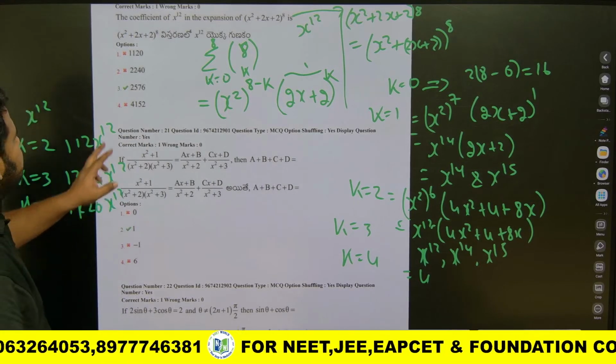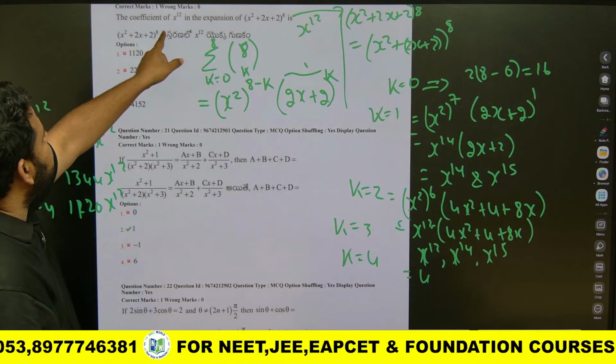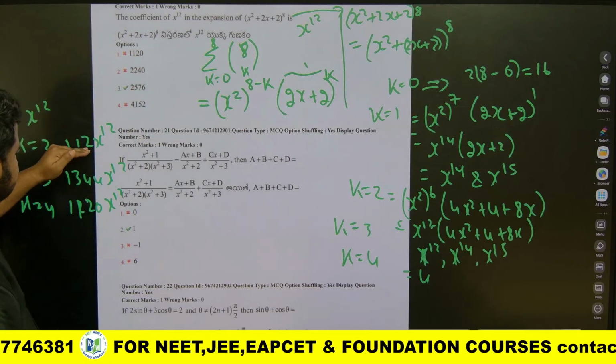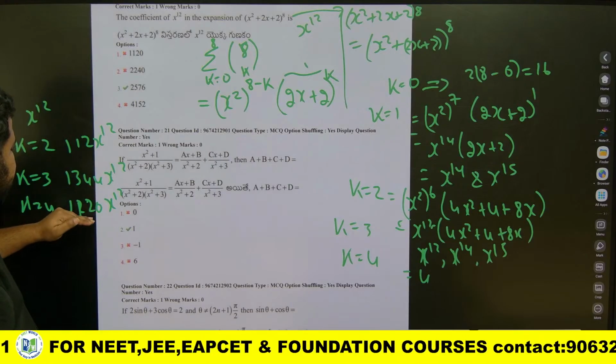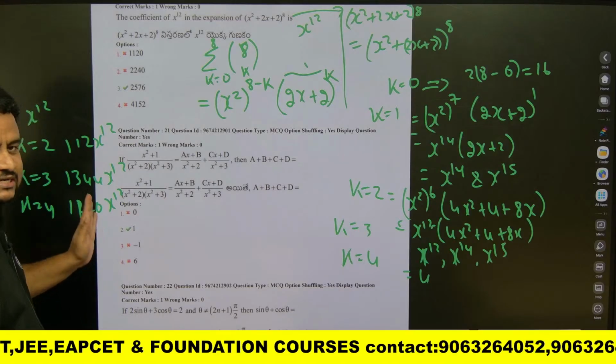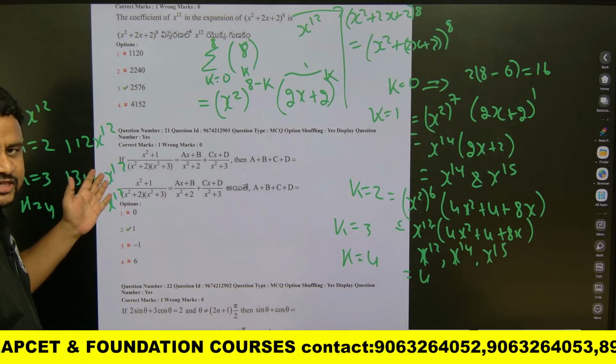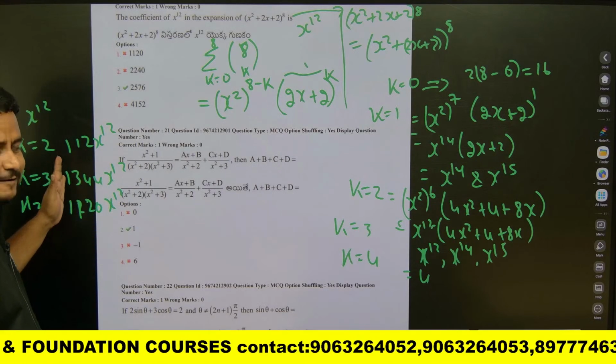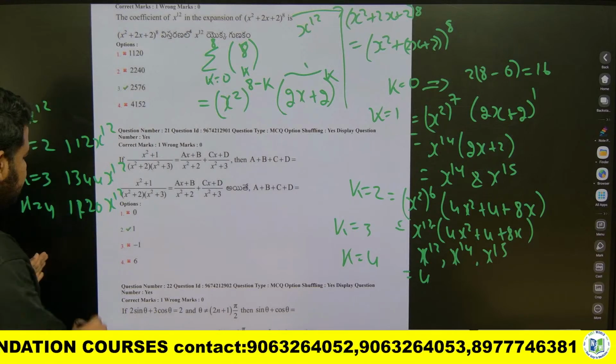Now they are asking us the coefficient of x to the power of 12 in the expansion. Here it is 112, here it is 1344, and it is 1120 x to the power of 12. That means for all of these, x to the power of 12 is the common thing. So what should I do? If I take x to the power of 12 common, all these coefficients I have to add. If I add it, what will I get?